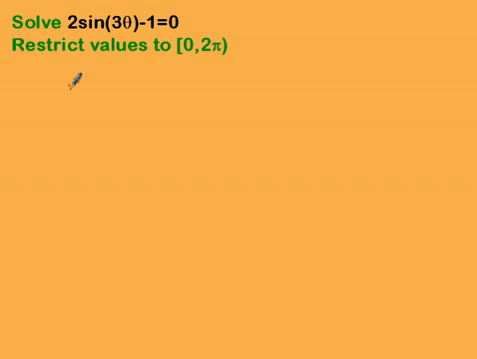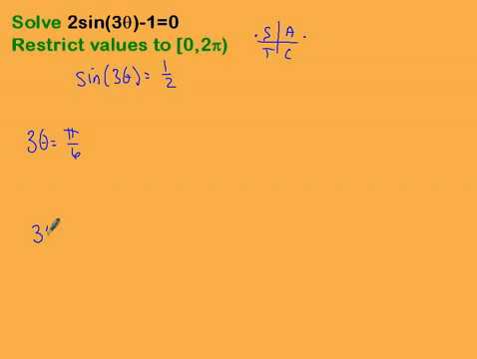Just like any trig equation you've been solving, you want to isolate the sine 3 theta. So we're going to have the sine of 3 theta is equal to a positive 1/2, and we're going to hold off on this 3 theta. We're going to solve this as if the 3 theta doesn't exist. And where does sine equal a positive 1/2? Well, that happens at pi over 6 and 5 pi over 6. So we have 3 theta is equal to pi over 6, and 3 theta is equal to 5 pi over 6.